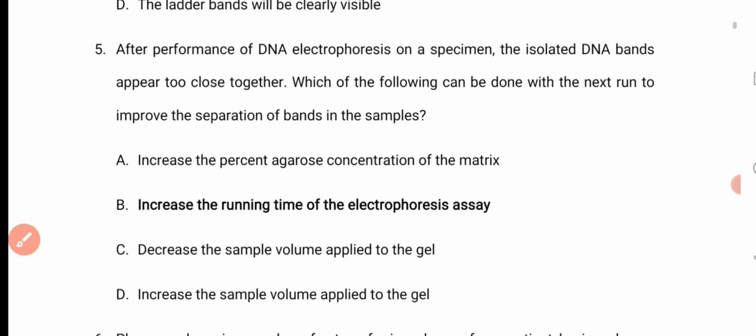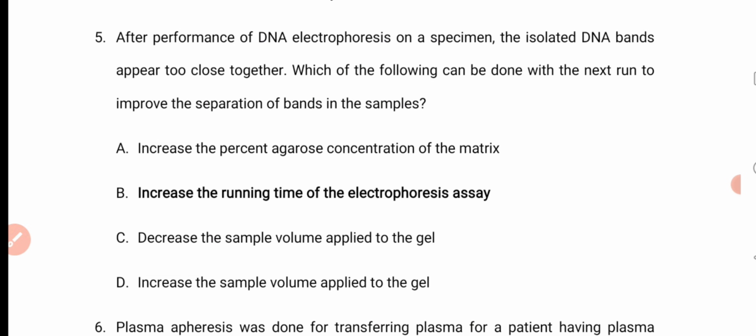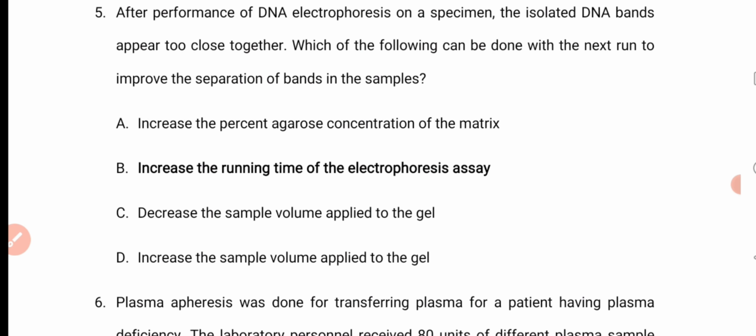The other one is: after performance of DNA electrophoresis on a specimen, the isolated DNA bands appear too close. Which of the following can be done with the next run to improve the separation of bands in the samples? Okay, so on electrophoresis, if the bands are too close, it means they are running very fast, migrating very close to each other. So we need to form a gap.